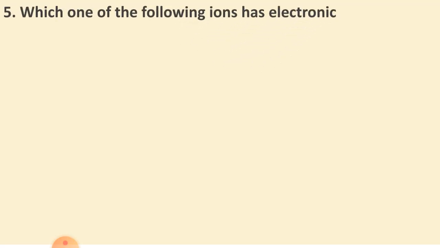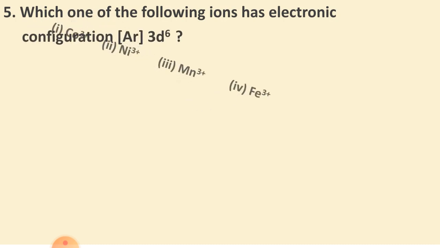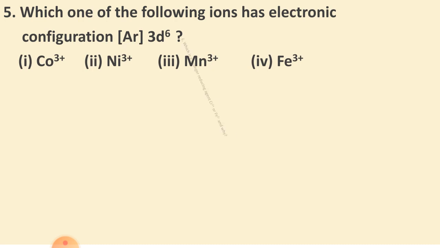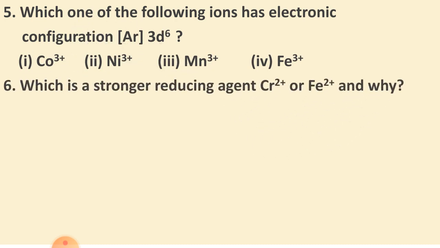Now question number 5: which of the following ions has the electronic configuration [Ar]3d6? Out of the four, you have to find the correct answer which has this configuration. Ar means argon, up to 18 electrons are filled, and the remaining electrons fill like this. You have to follow the above principle to find the electronic configuration.